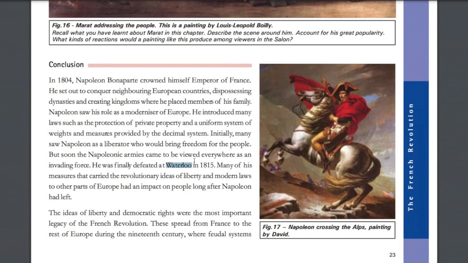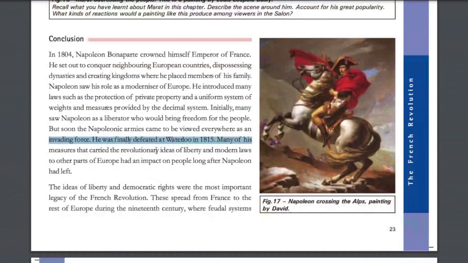He finally was defeated at Waterloo in 1815. So the Battle of Waterloo, which took place in 1815, he was defeated. Many of his measures that carried the revolutionary ideas of liberty and modern laws to other parts of Europe had an impact on people after Napoleon had left. So his laws and ideals of liberty traveled from place to place, and his ideas came into recognition after he had left.